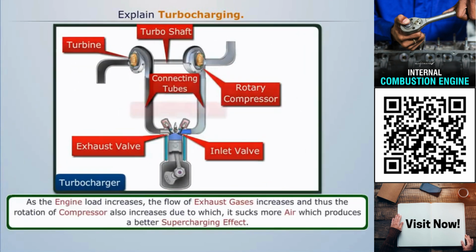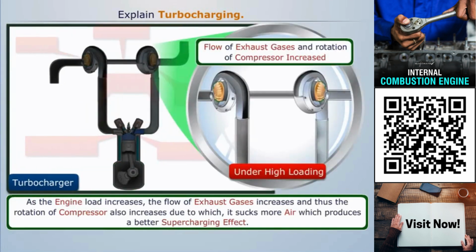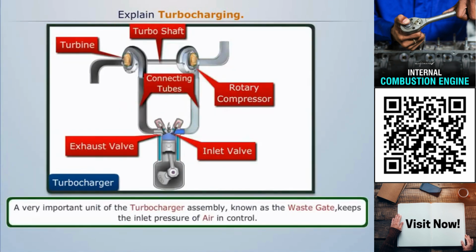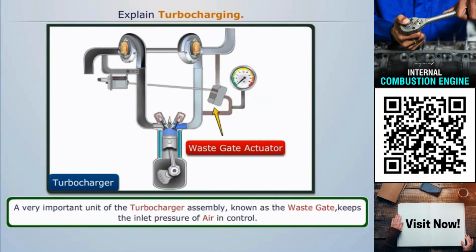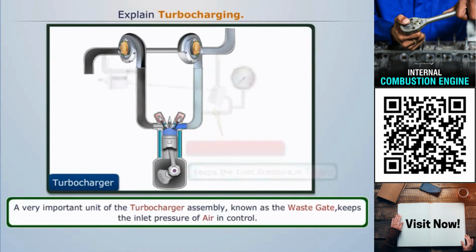As the engine load increases, the flow of exhaust gases increases, and thus the rotation of the compressor also increases, due to which it sucks more air, which produces a better supercharging effect. A very important unit of the turbocharger assembly, known as the wastegate, keeps the inlet pressure of air in control.